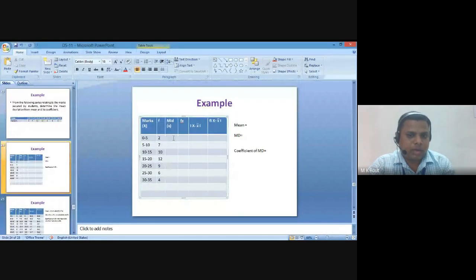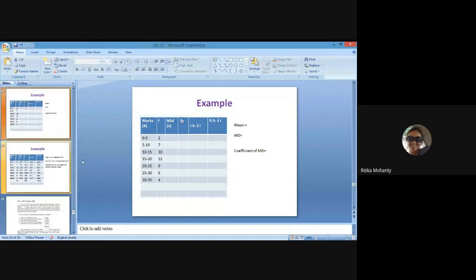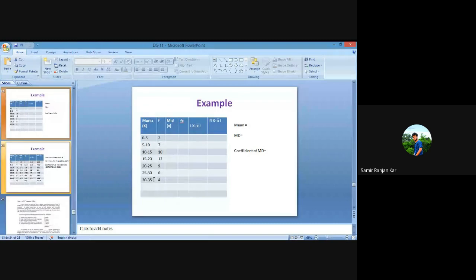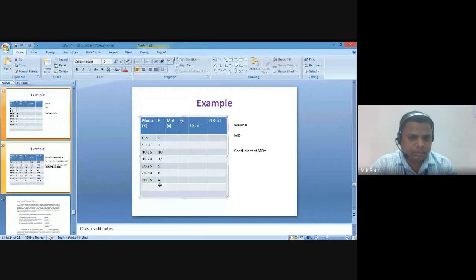So what is the value of n here? Students say 51. It is the summation of frequency. 51 or 50? What is the value of n here? Sir, 51.